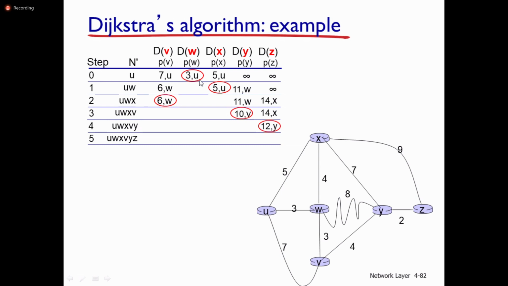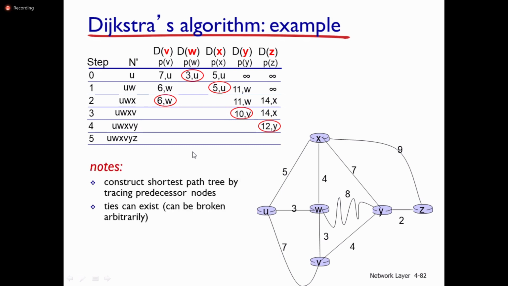So U to W 3, U to X 5, U to V 6, U to Y 10, U to Z 12. So here we started at node U and we found the least cost path to all nodes in the network. It constructs a shortest path tree by tracing preceding nodes, and ties can exist or can be broken arbitrarily.